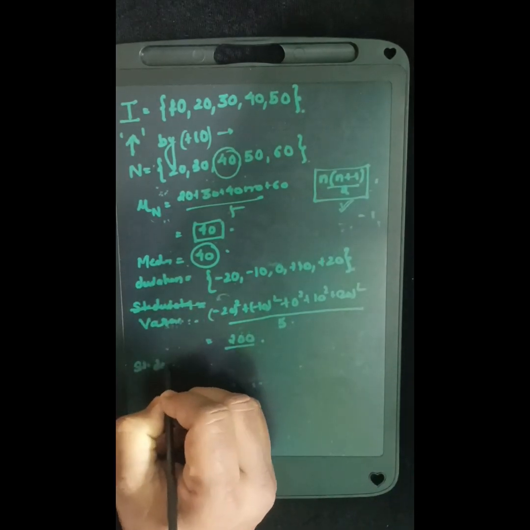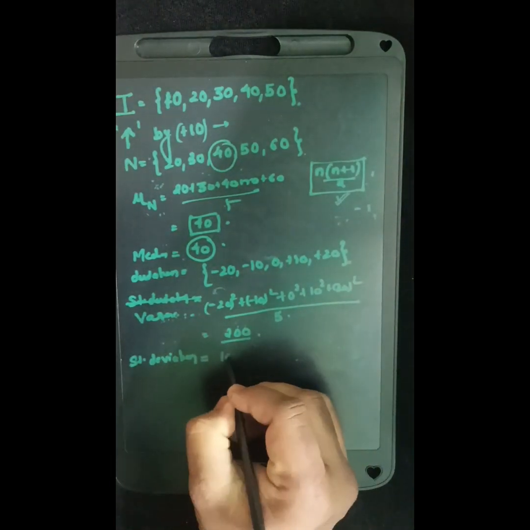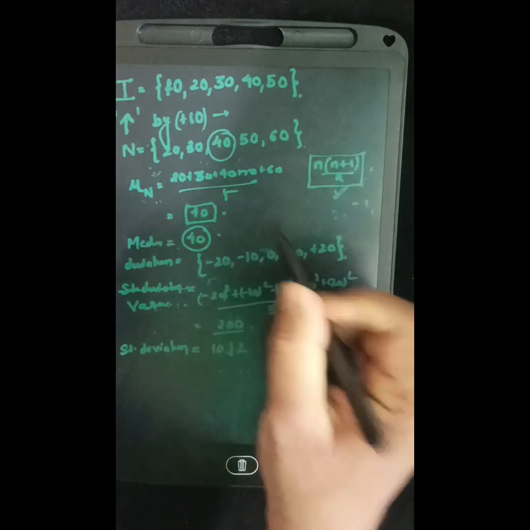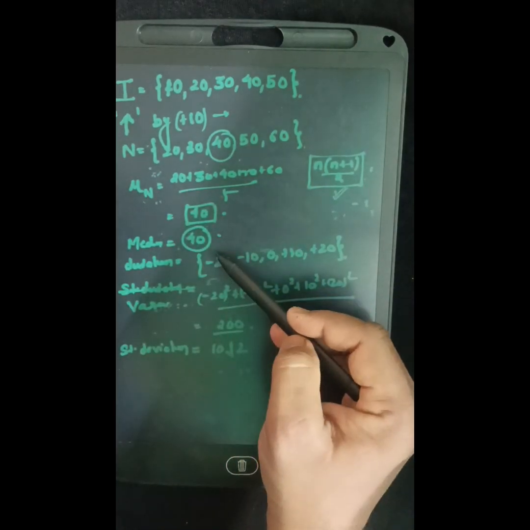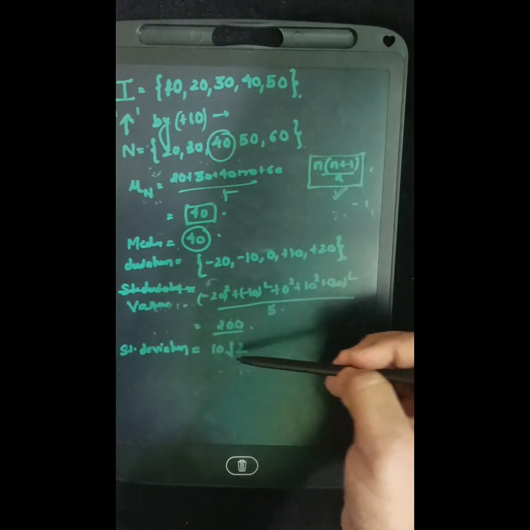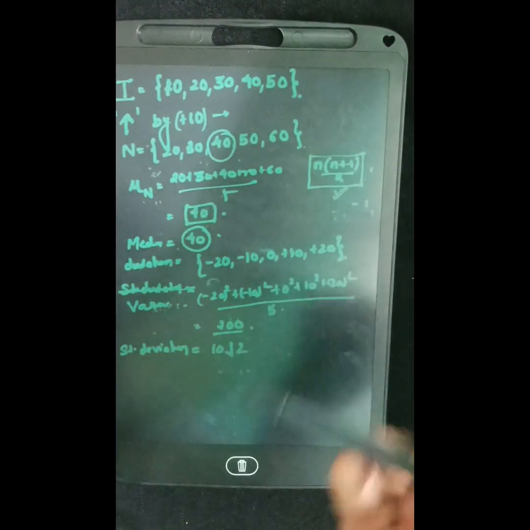Standard deviation next. Standard deviation would be the square root of 200, which is 10 root 2. So now we have mean to be 40, median to be 40, variance to be 200, standard deviation to be 10 root 2, and the deviation data set is similar to the previous one.